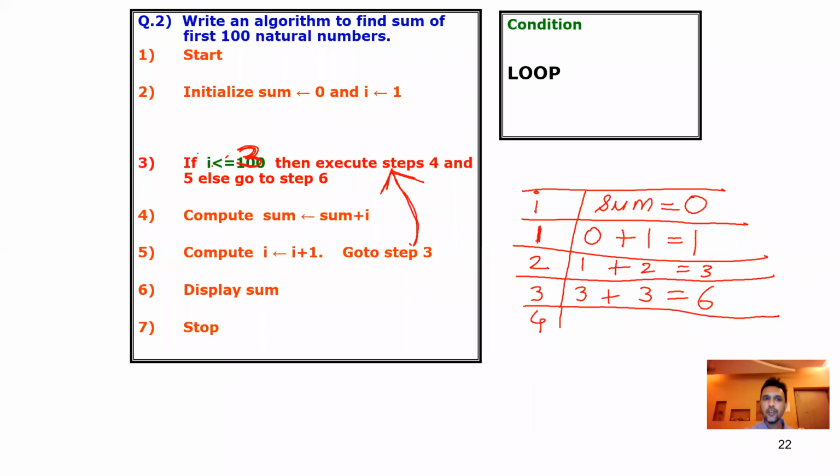So here also you need to ask the question, is 4 less than or equal to 3? Then you will get the answer no, the answer is false. So now if the answer is false, we are supposed to go to which step? Step number 6. Step number 6 says display sum. So now we'll display the sum which is equal to 6. All right. So this is how this particular loop works.